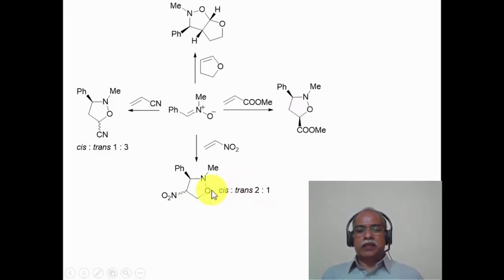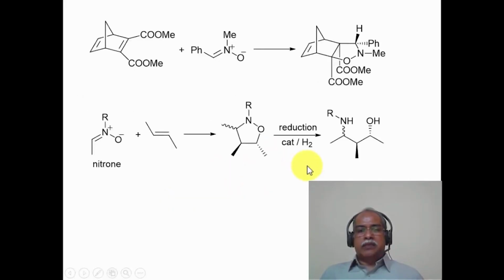Here a mixture of cis and trans isomers is formed with respect to the relative stereochemistry of these two substituents that are present in this isoxazolidine ring system that is formed during the course of the reaction. This particular nitrone undergoes cycloaddition reaction with the electron deficient dipolarophile in preference to an electron rich dipolarophile.